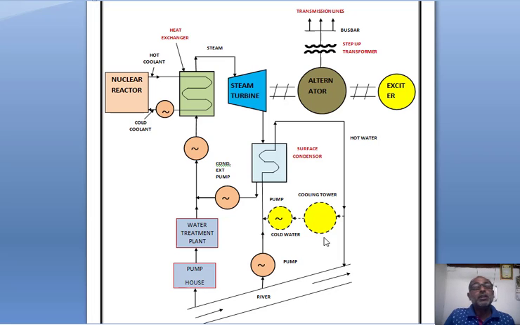If a sufficient amount of water is not available throughout the year in the river, then a cooling tower is used. So hot water is cooled down in this cooling tower, and this cooled water is again passed through this surface condenser using this pump. In this case, the remaining makeup water required in this condenser is taken out from the river or the well.